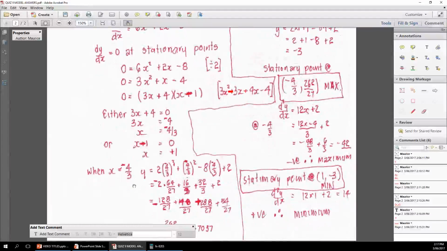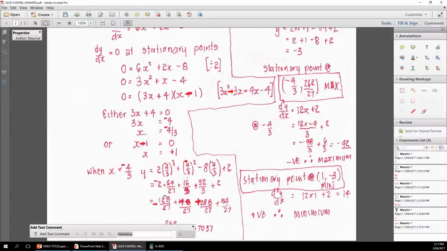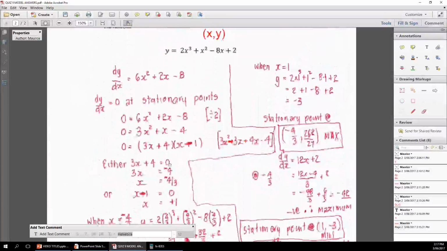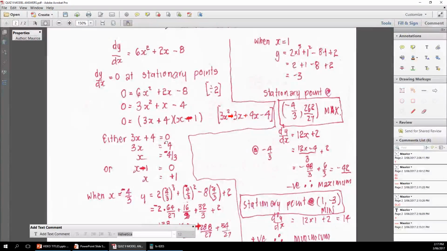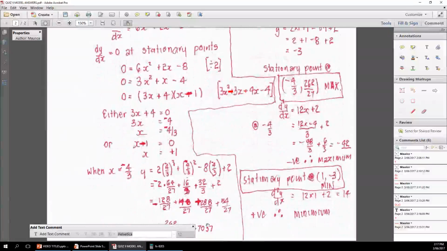So when x equals negative 4 on 3, we just put that back into the original equation, this one here. And so we get y equals 2 times x cubed, which is negative 4 on 3 cubed, plus x squared, which is negative 4 on 3 squared, minus 8 times negative 4 on 3, plus 2. So we work that through, converting everything to a common denominator of 27. So 9 goes into 27, 3 times 16 is 48 27ths. 3 goes into 27, 9 times 32 is 288, and that's 2 over 1, so that's 54 over 27.